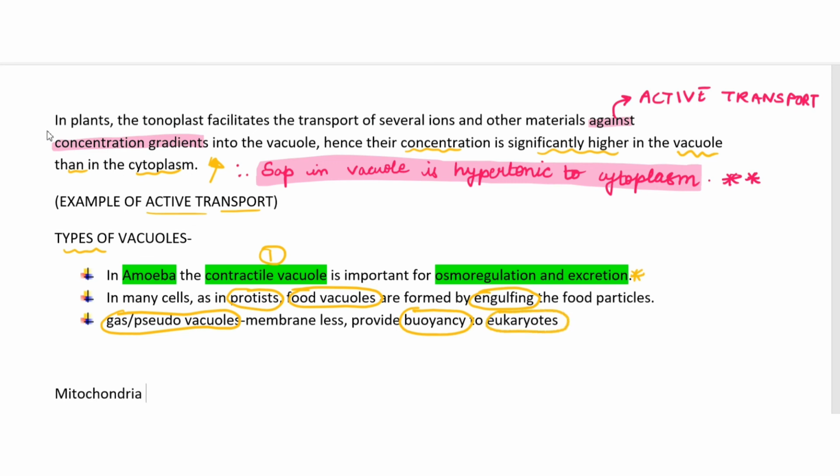Alright, so this was all for today's class. This lesson is important for forming the basis of the entire botany. More about the other organelles we shall see in our next class.